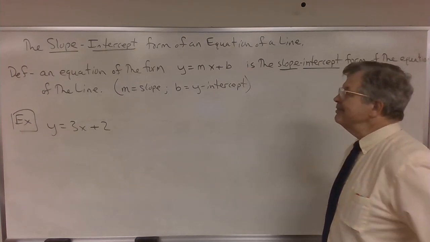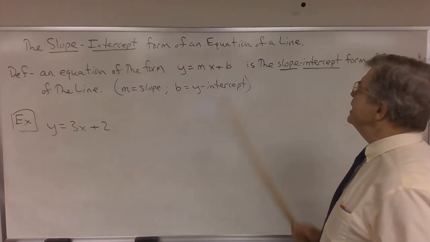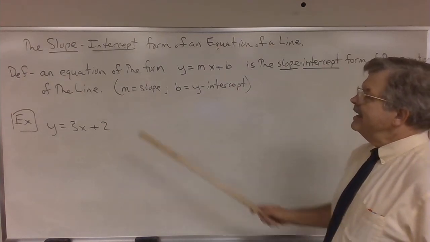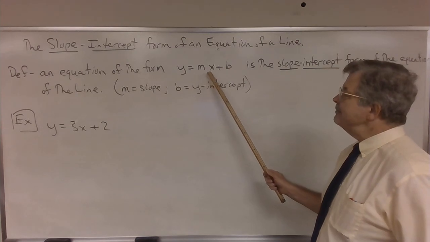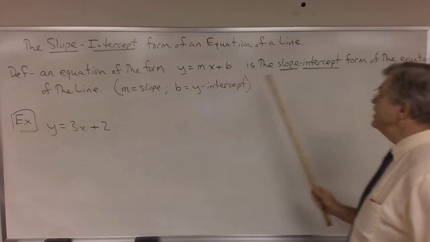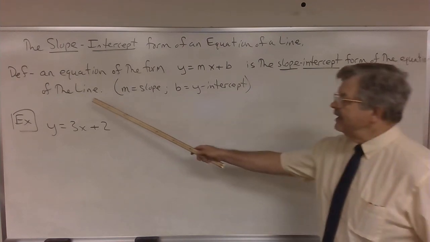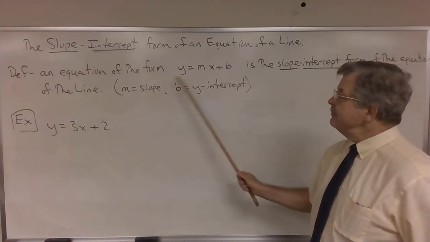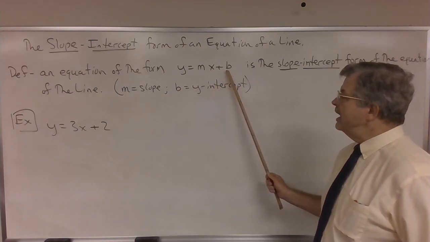Okay, now we get to some really good stuff. The slope-intercept form of an equation of a line. An equation of the form y equals m times x plus b is the slope-intercept form of the equation of the line. And m is the slope of the line, b is the y-intercept.